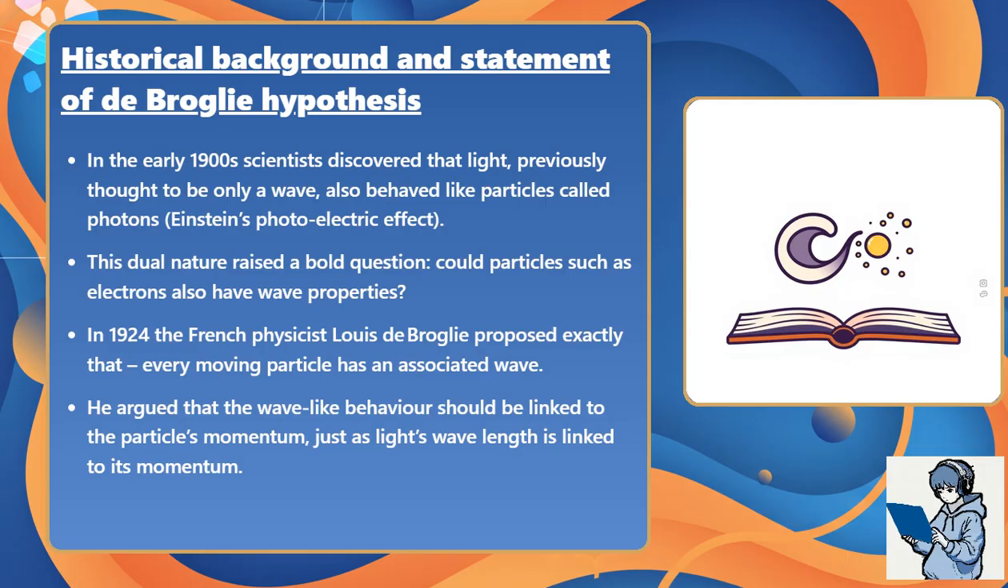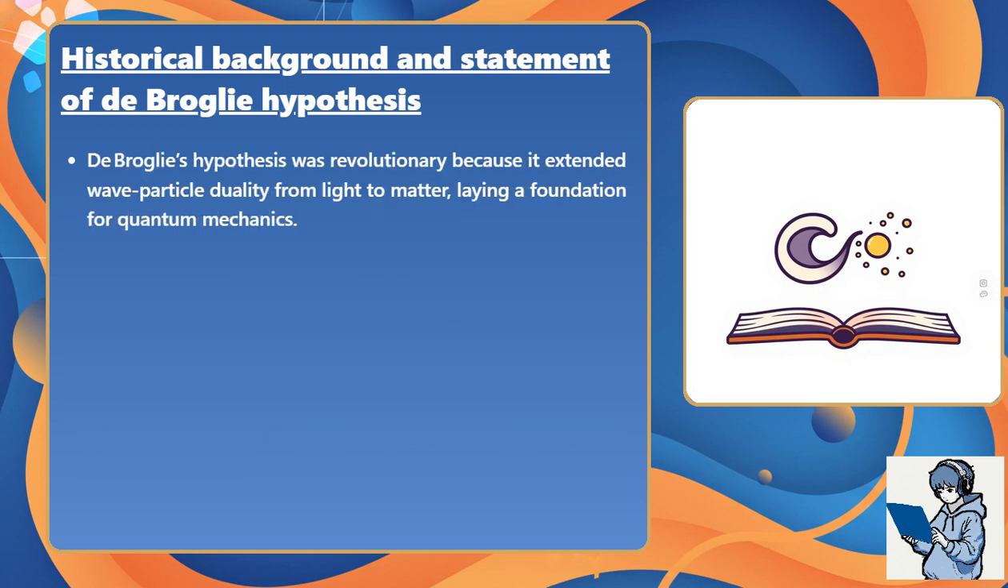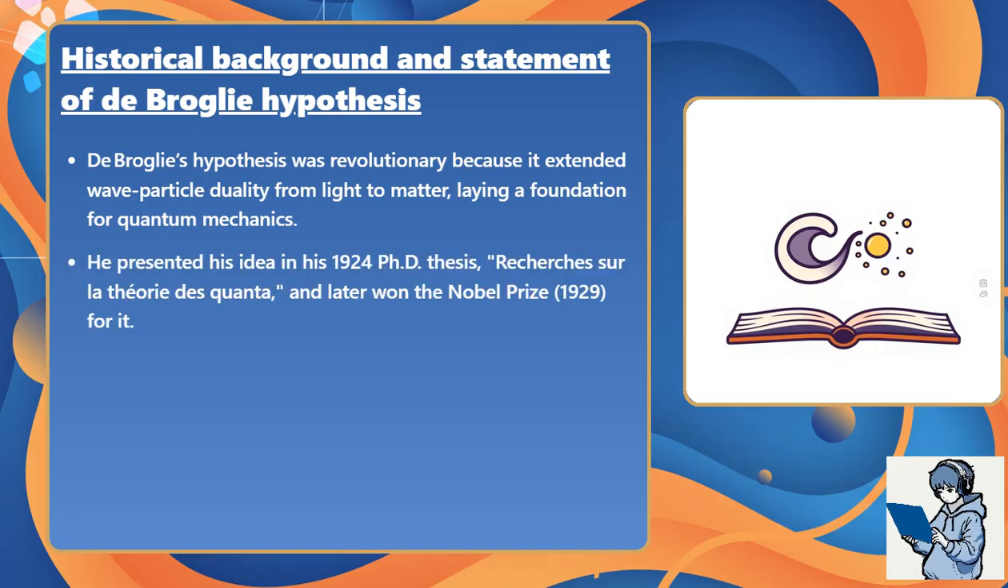He argued that the wave-like behavior should be linked to the particle's momentum, just as light's wavelength is linked to its momentum. De Broglie's hypothesis was revolutionary because it extended wave-particle duality from light to matter, laying a foundation for quantum mechanics. He presented his idea in his 1924 PhD thesis, Recherches sur la théorie des quanta, and later won the Nobel Prize in 1929 for it.